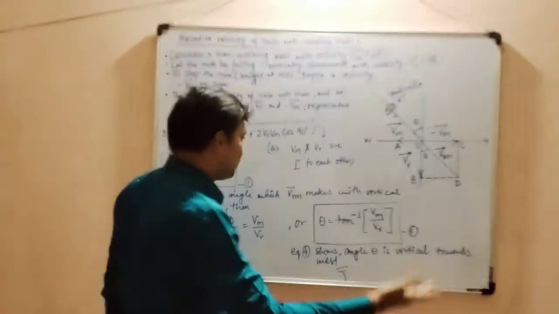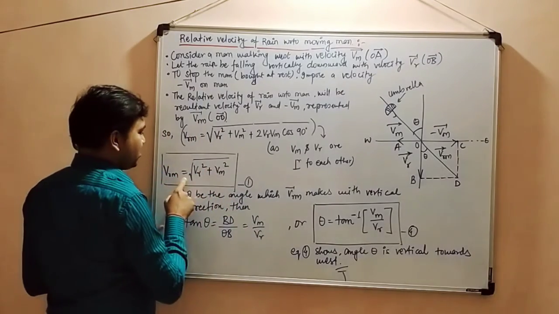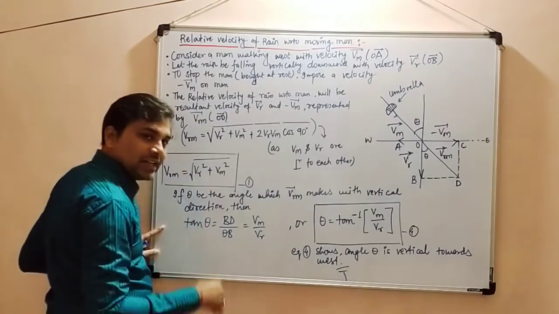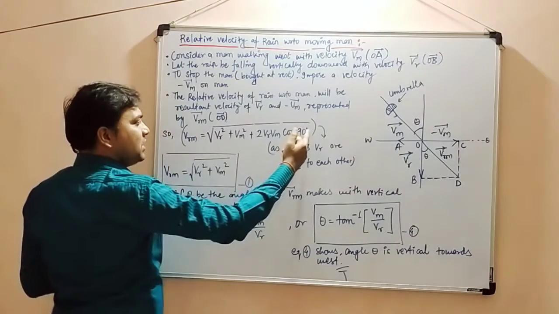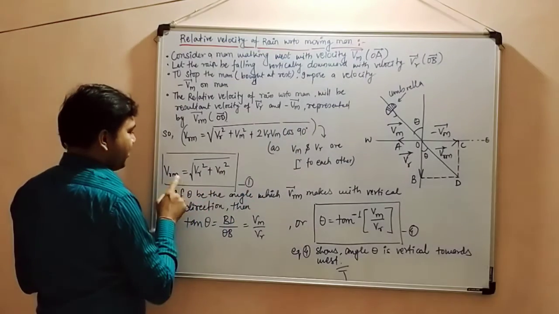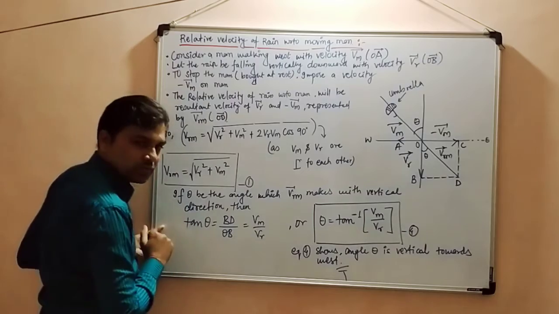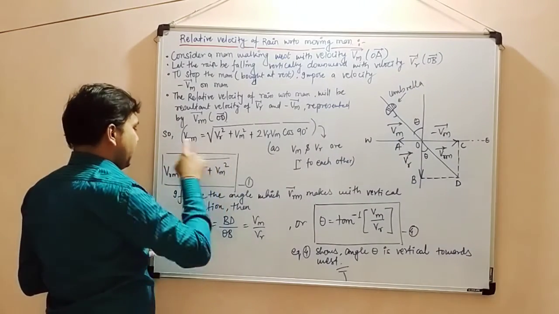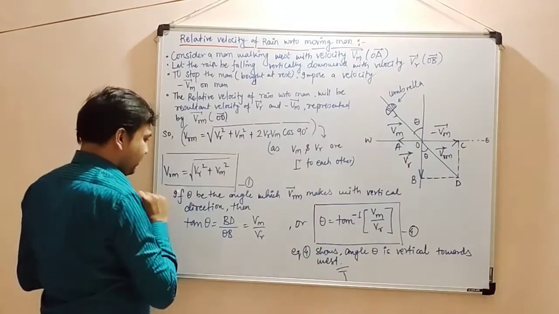In the next class we are going to discuss that. So Vrm is equal to root over Vr square plus Vm square. What happens to cos 90? Cos 90 is 0. When cos 90 is 0, this whole term will vanish. So the new equation will be Vrm equals root over Vr square plus Vm square. This is the resultant velocity of rain with respect to man.